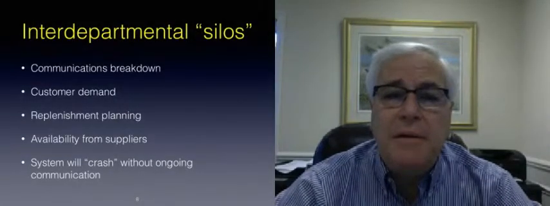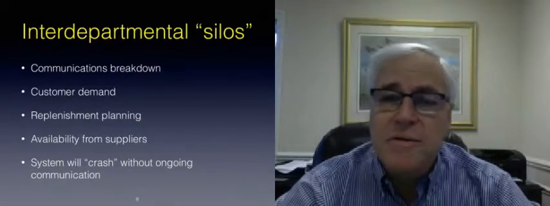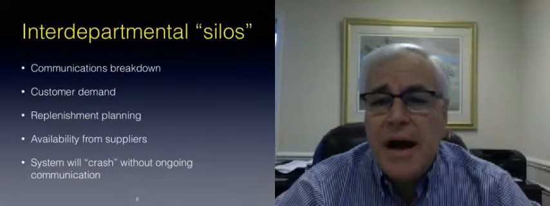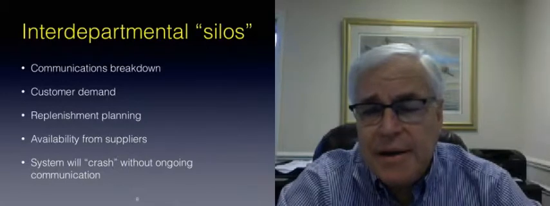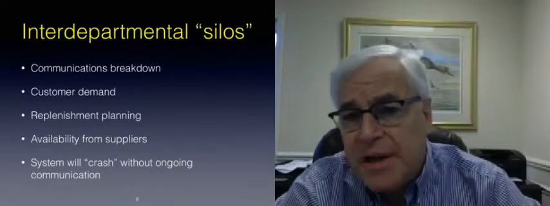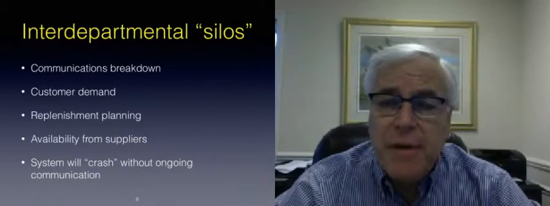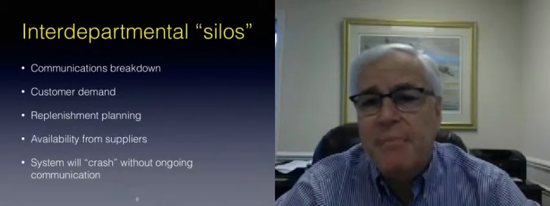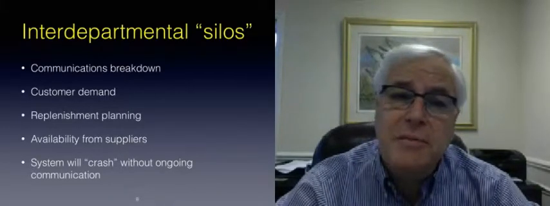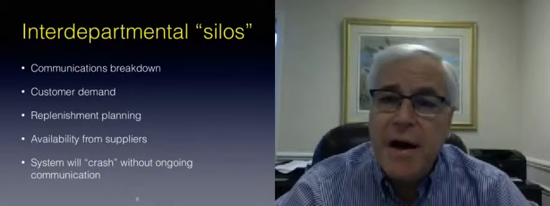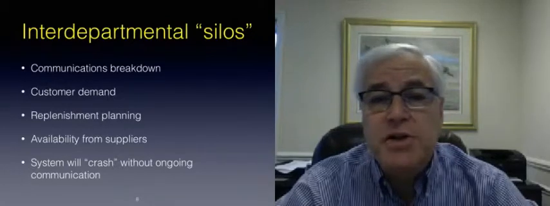So last comment this week is about the effect of silos, so-called interdepartmental silos. At a distributor organization, they can create a communications breakdown. The customer demand information has to come from the field through the salespeople, inside or outside sales. The replenishment planning department needs to be fully apprised of what's going on with the customer in terms of projected usage, so they don't just depend on historical demand. And also the availability from suppliers information comes from the purchasing department, which is sometimes separate from the replenishment function.